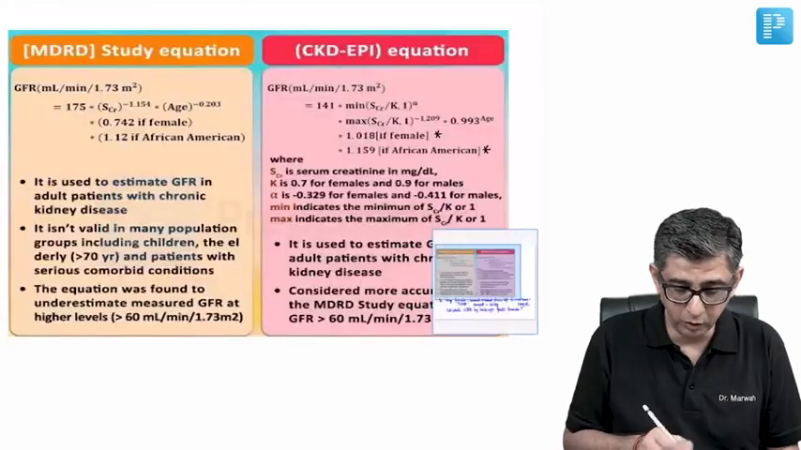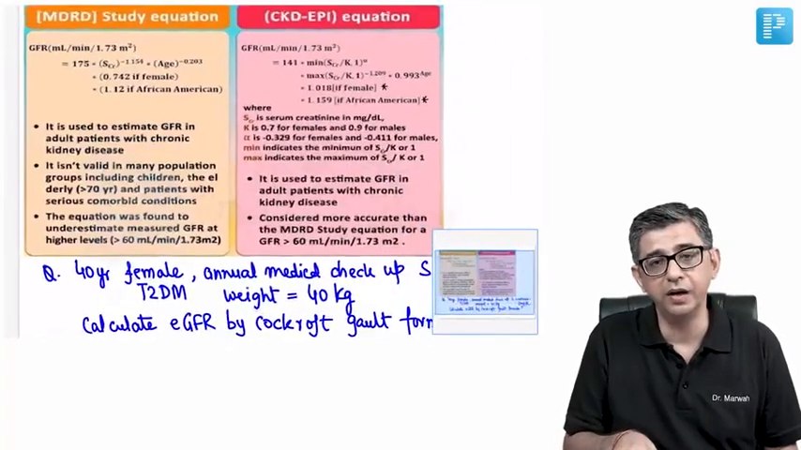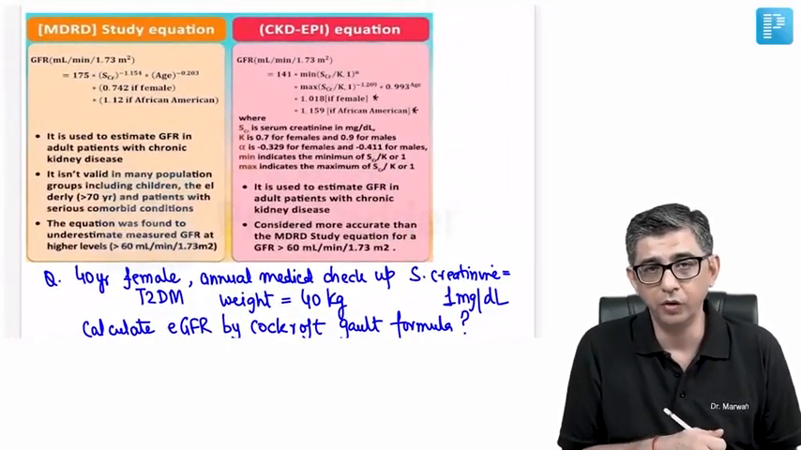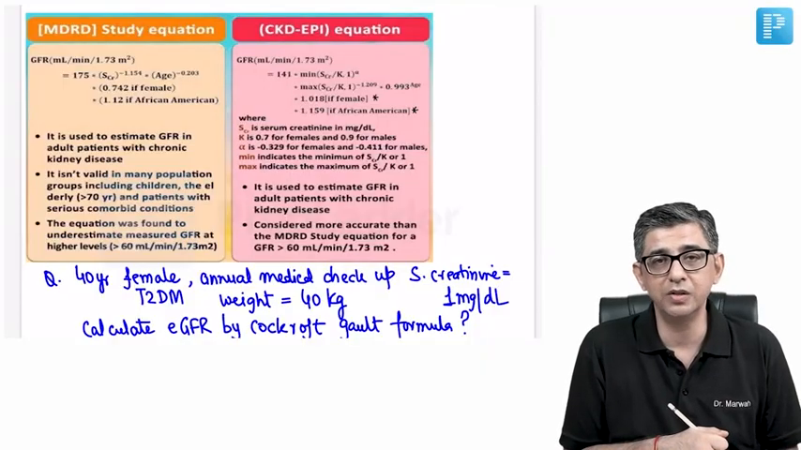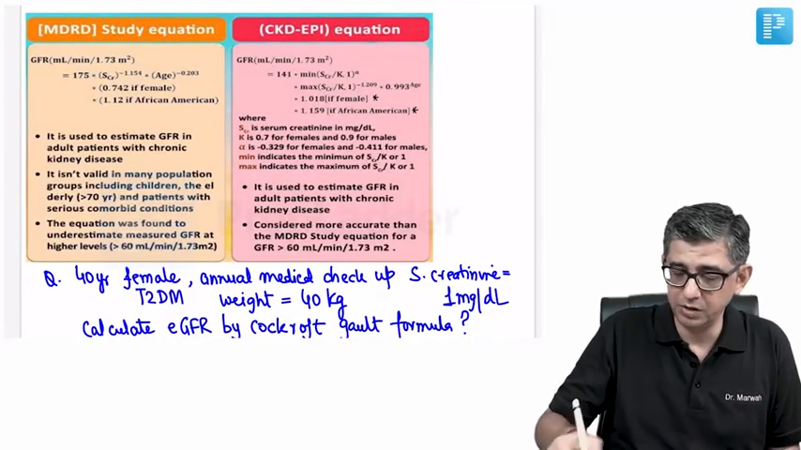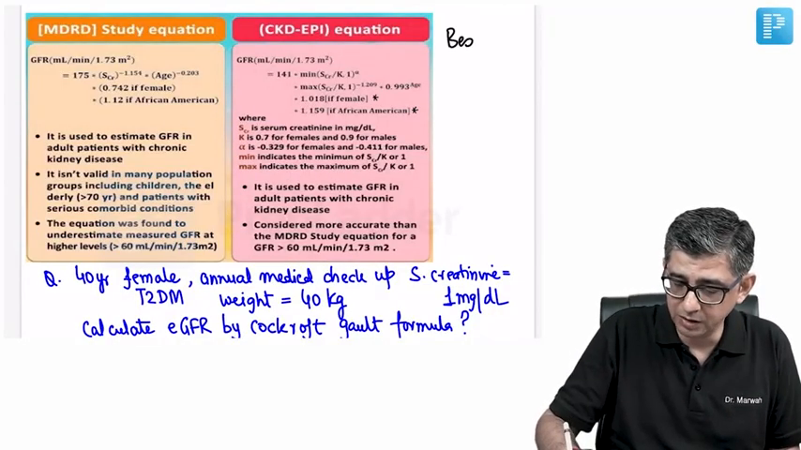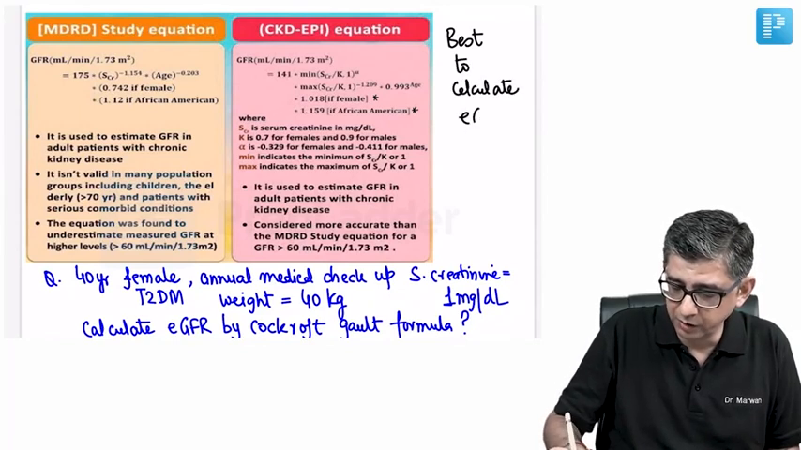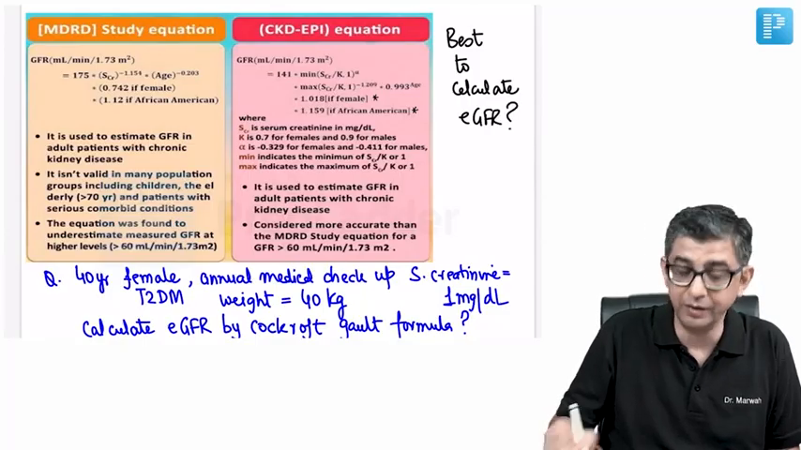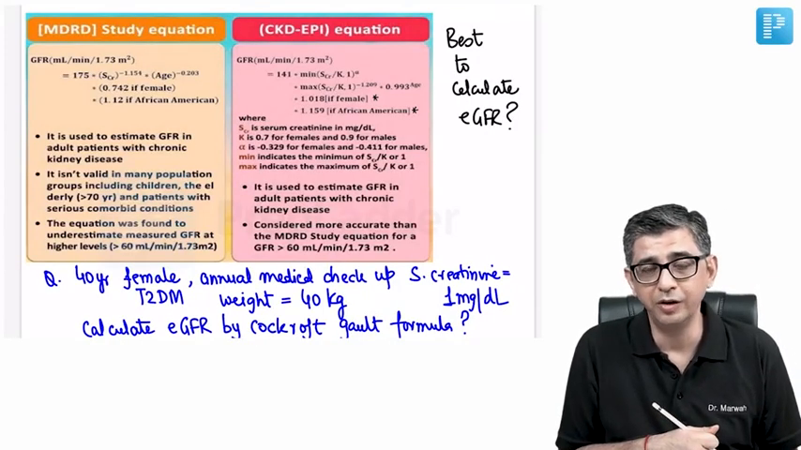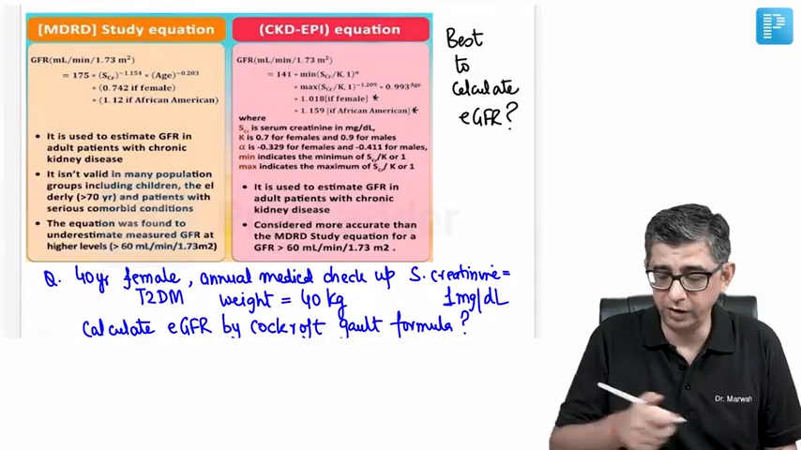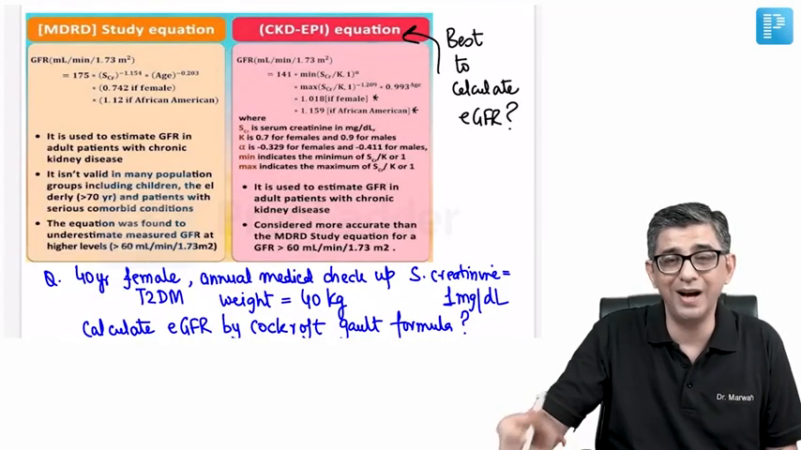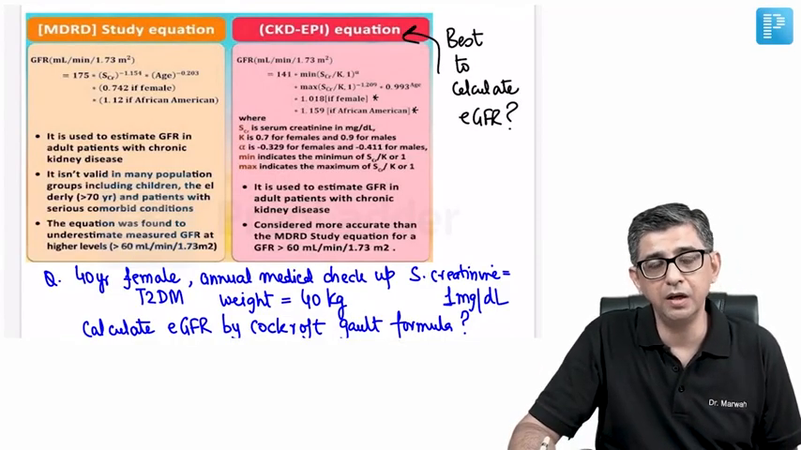But before I do that, I also want to bring to your notice the fact that the Cockcroft-Gault formula is not as accurate as the ones on the slide at the moment. If the question simply says which of the following is the best way to calculate the estimated GFR, then from a physiology perspective, you obviously read about inulin clearance. But here we are talking about methods which are better than inulin clearance. That is, the best one would be answered by you as the CKD-EPI equation.